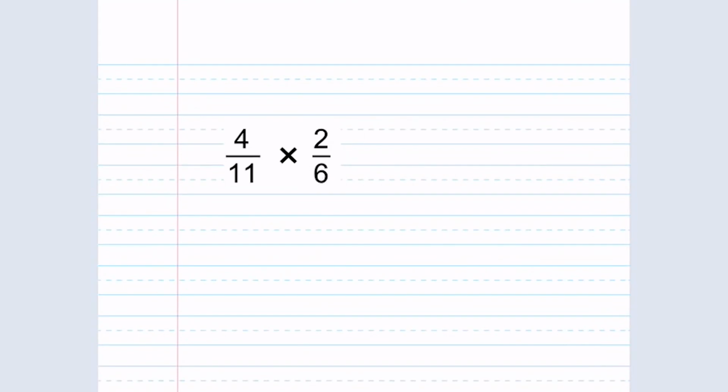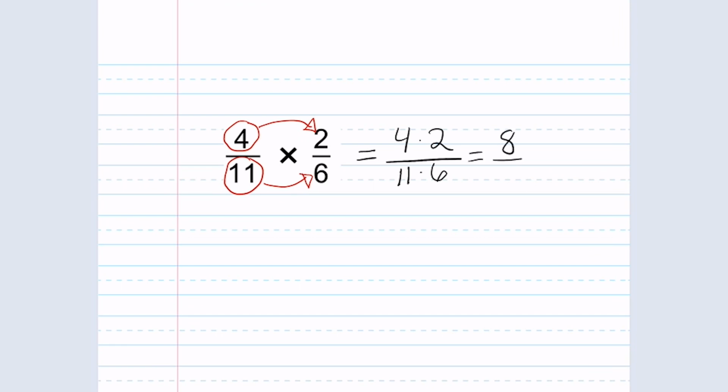Moving on to 4 over 11 times 2 over 6. Again, we will multiply the numerators, 4 times 2, and then the denominators, 11 times 6. Through evaluation, we see that gives us 8 over 66, which we can further reduce to 4 over 33.